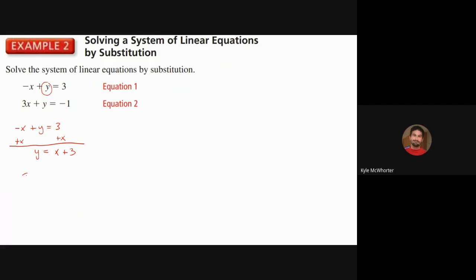So I'm going to take 3x plus y equals -1. It's equation 2 that we're using now. This was equation 1. And we're going to substitute the x plus 3 in for y. So 3x plus, instead of y, x plus 3. Then we can combine like terms: 3x plus x, that's 4x.